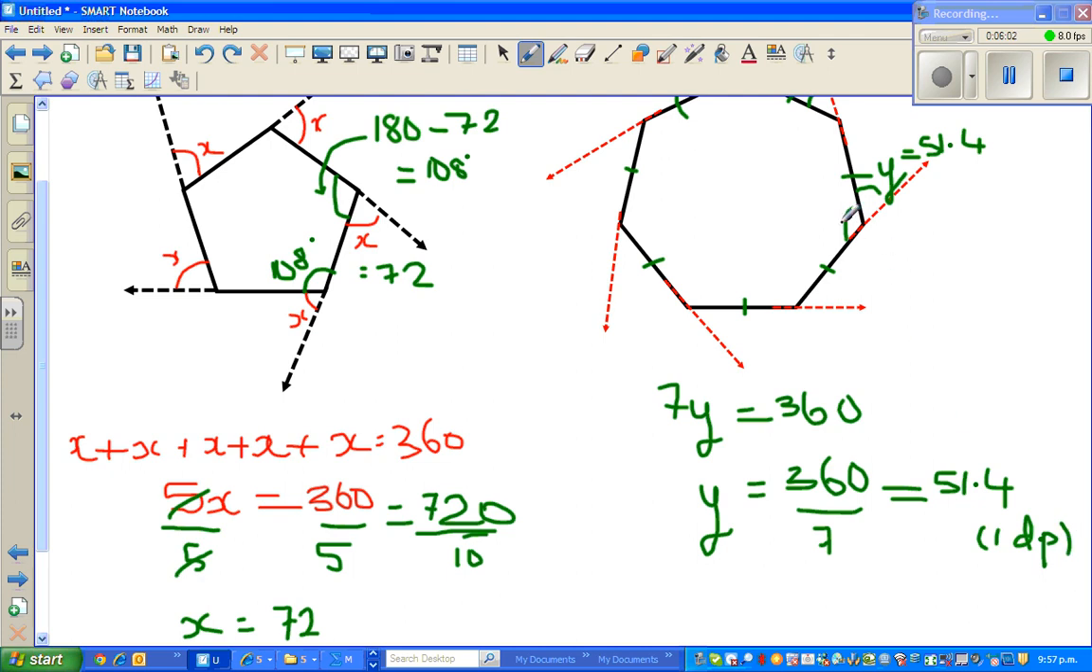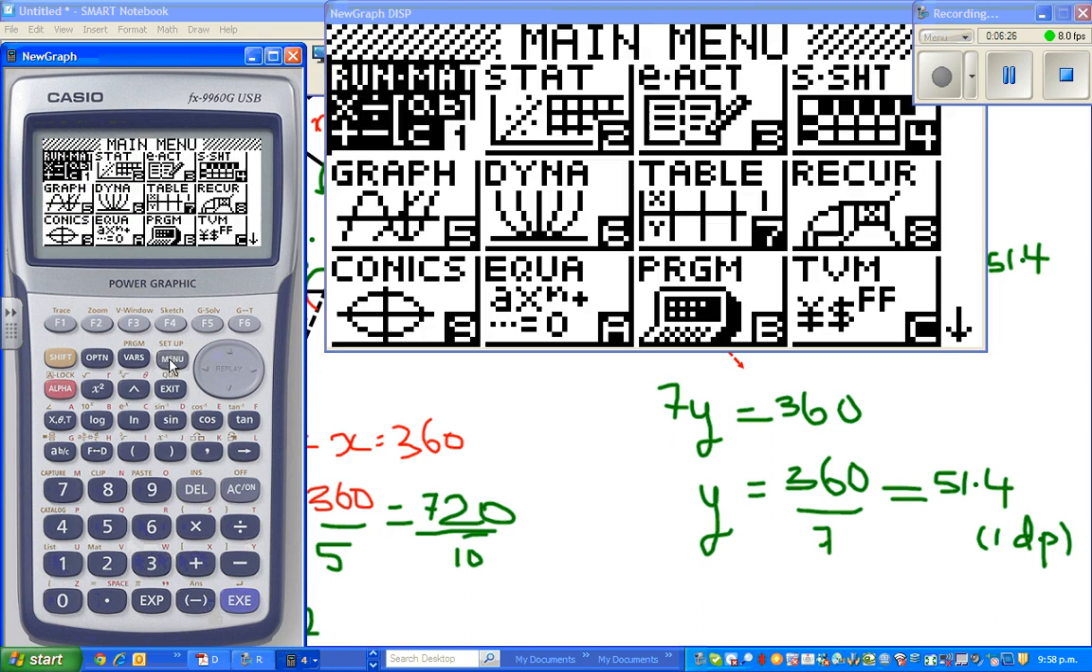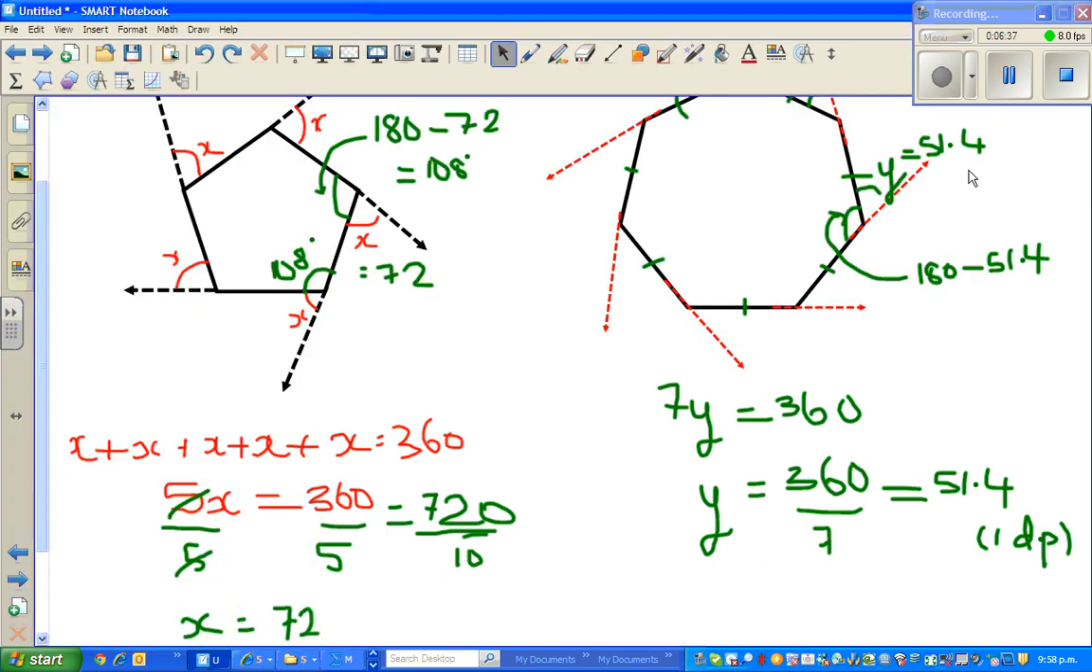Okay, so this angle would measure 180 take away 51.4. So again, I may use a calculator. So where's my calculator? Here it is. So 180 minus 51.4, which is 128.6. Okay, this angle, I'll change the color for the sake of changing, so let me use blue. So what was the answer? 128.6. Okay, so this angle is 128.6. So each of these interior angles would be 128.6.